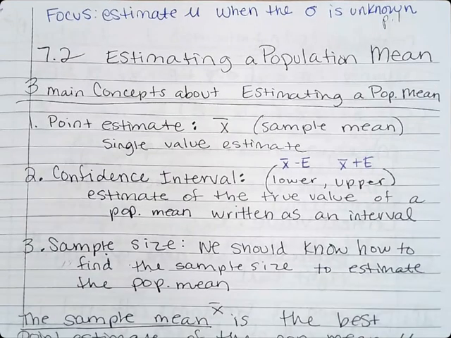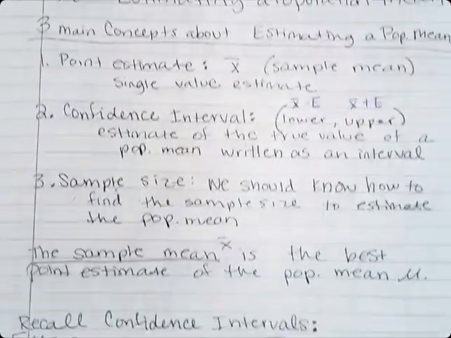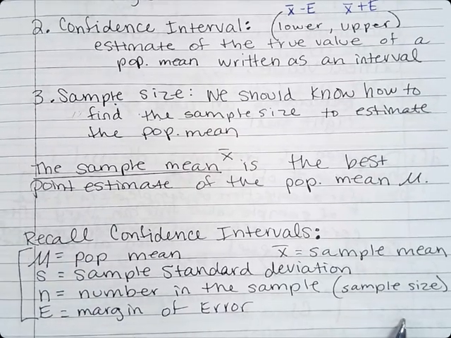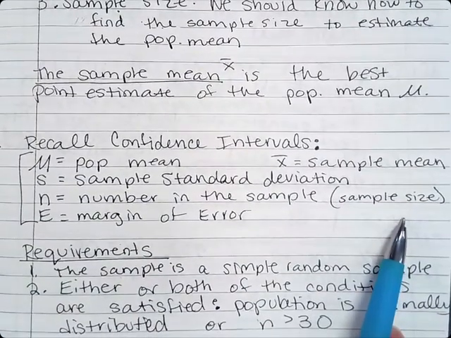We should know how to find the sample size to estimate the population mean. So we'll be given a question that says, what sample size do we need if we want a confidence interval of this with a mean of this? And we'll be able to find what that sample size is. The sample mean x bar is the best point estimate of the population mean. And then we have these notations that we've been using for a little while now.